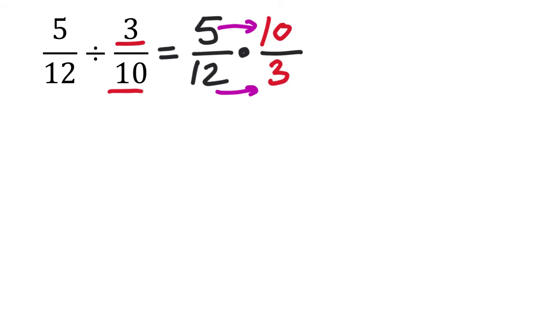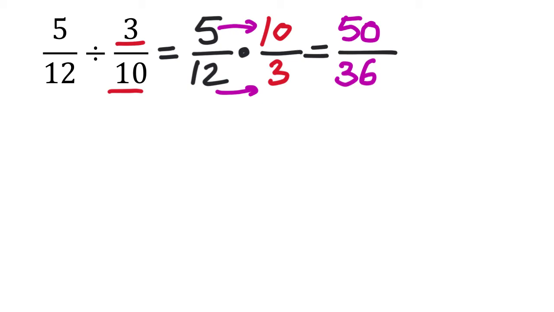You could use prime factorization. You could use cross simplification. You'll end up with the same answer. So if you're using those methods, just make sure that you check at the end here with what we get. So 5 times 10 in the numerator, that's going to give us a new numerator of 50. 12 times 3 in the denominator, which will give us a new denominator of 36.